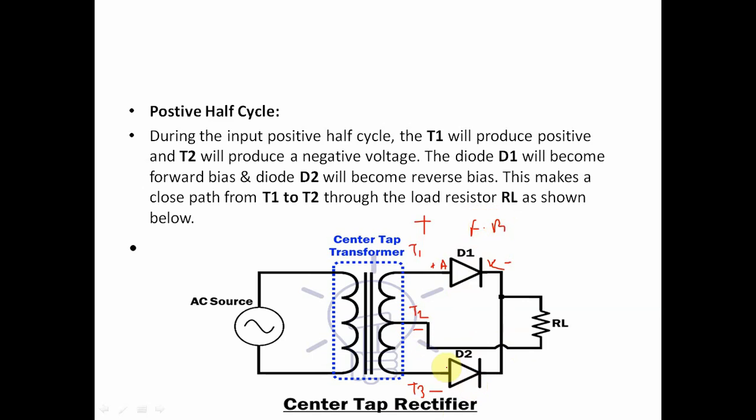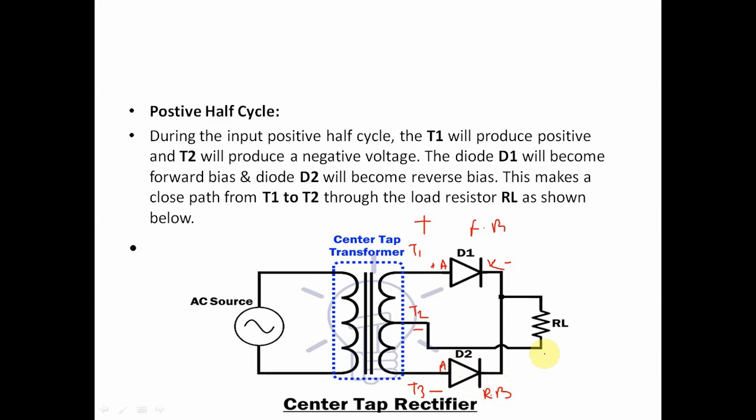Why does D2 act as reverse biased? Here is the anode terminal. The anode terminal has a positive charge, but this anode is connected to negative. So a reverse bias connection takes place. In reverse biasing, positive is connected to negative and negative is connected to positive. So diode D2 acts as reverse biased.